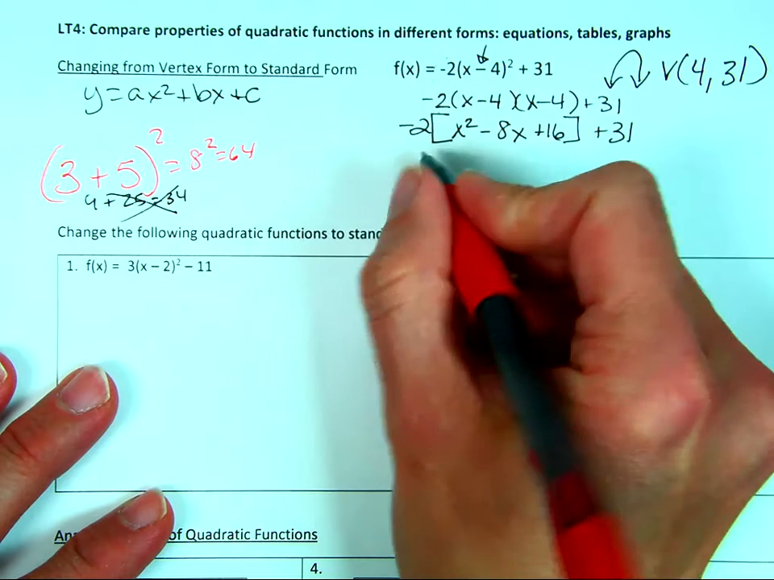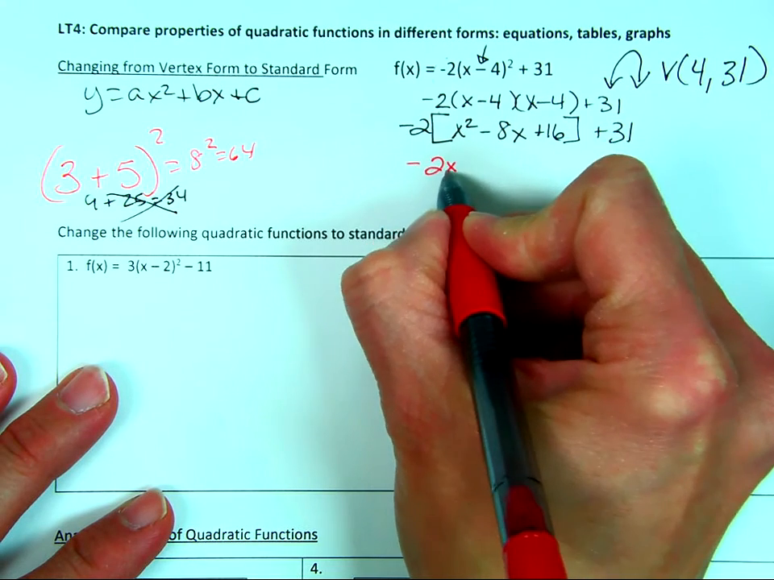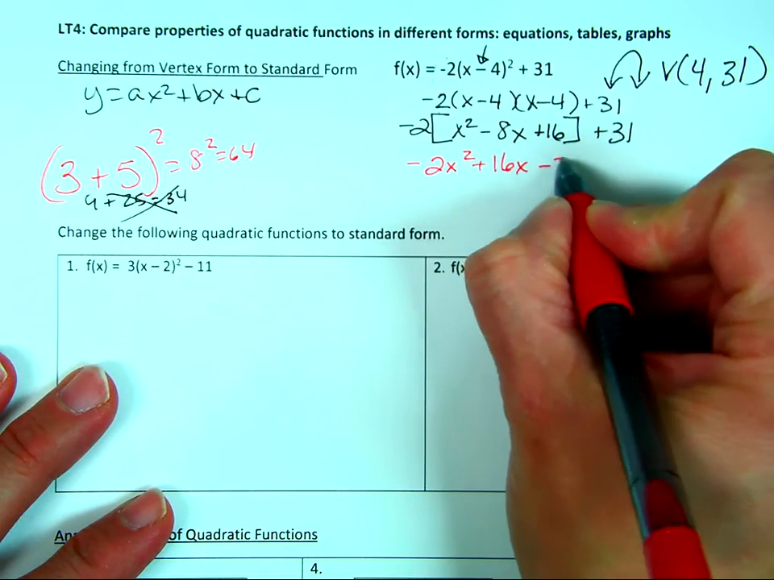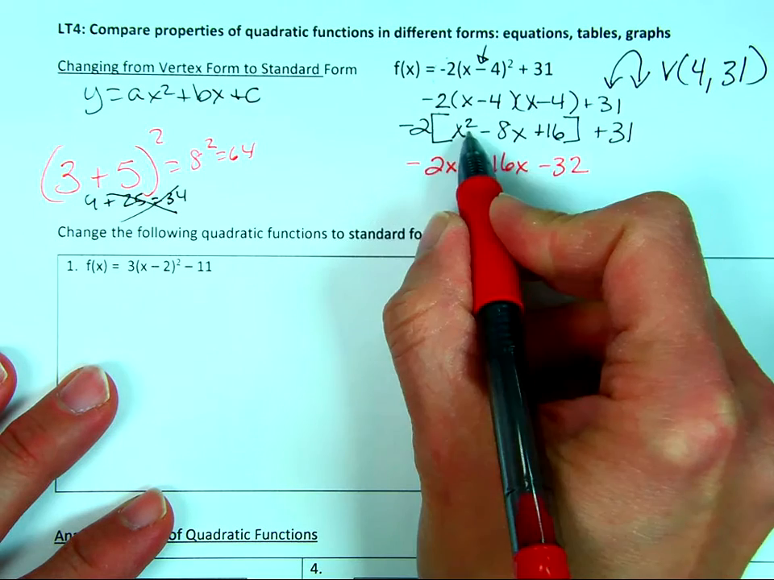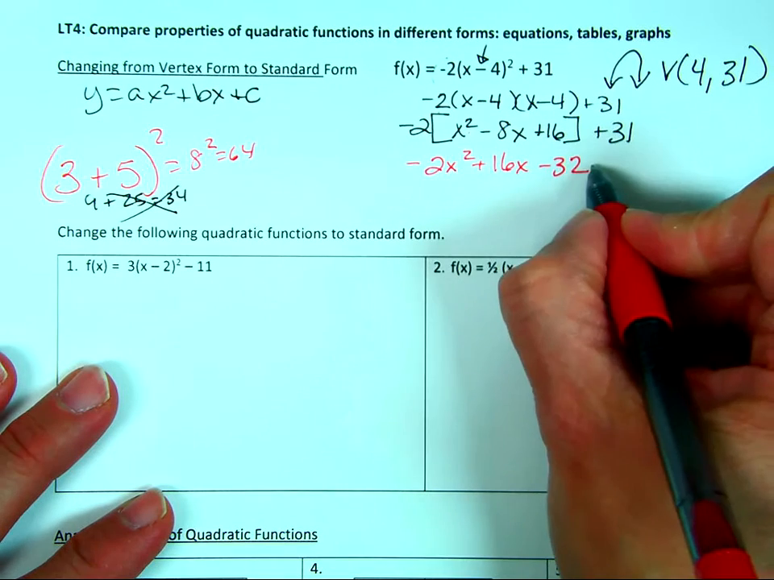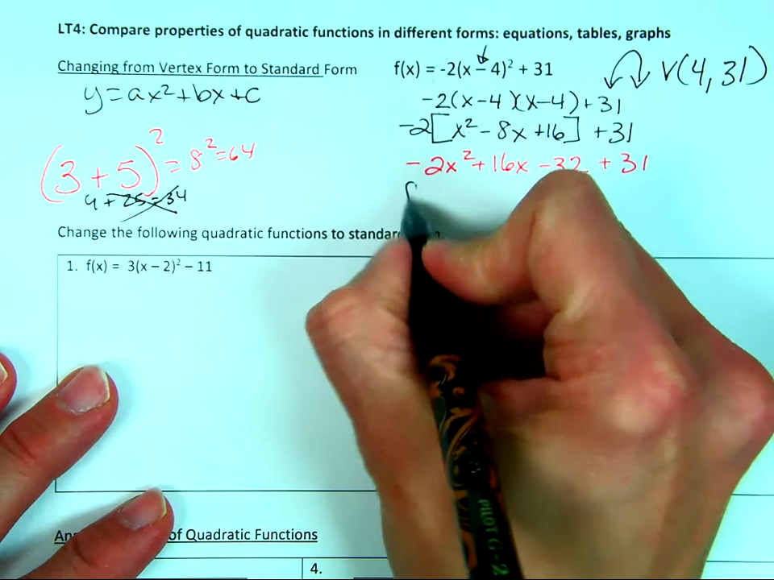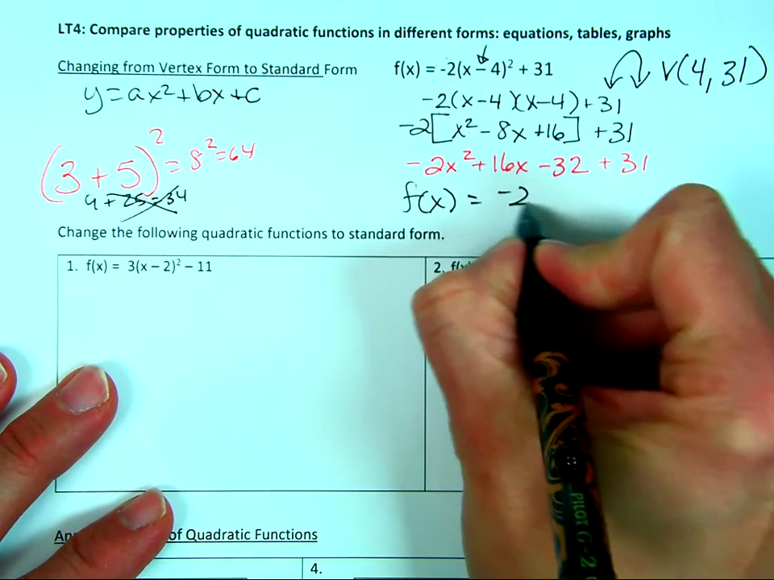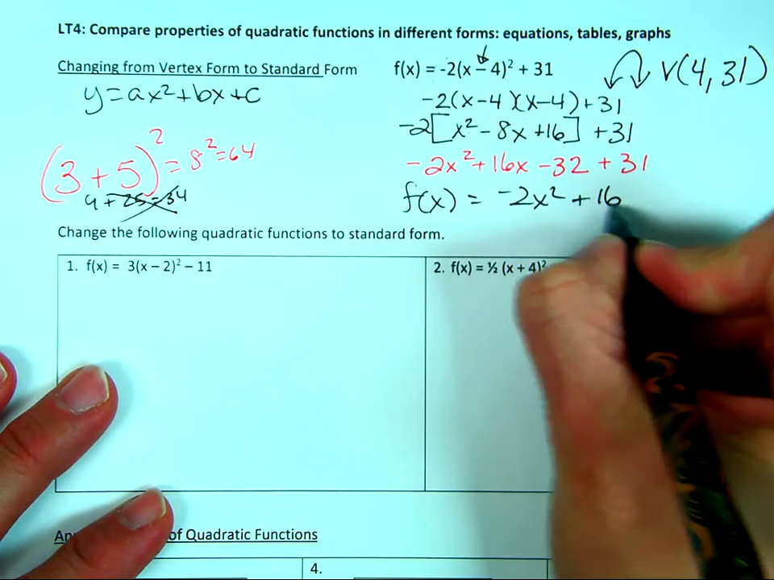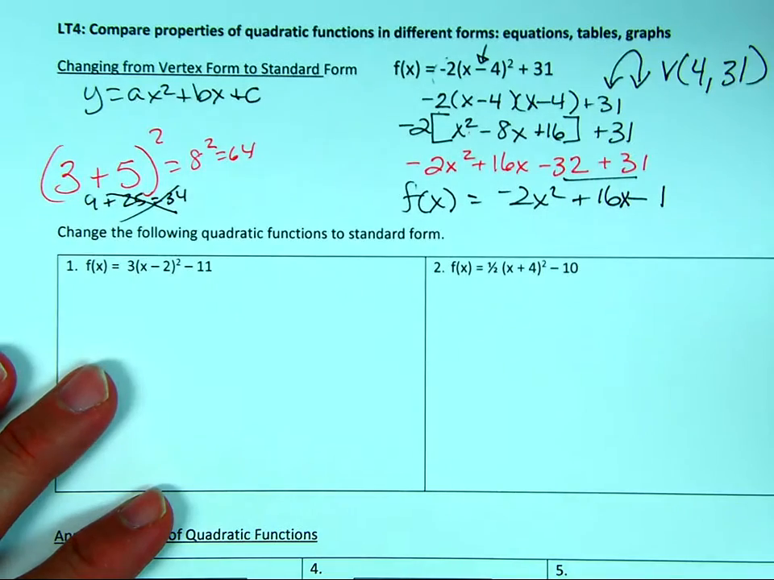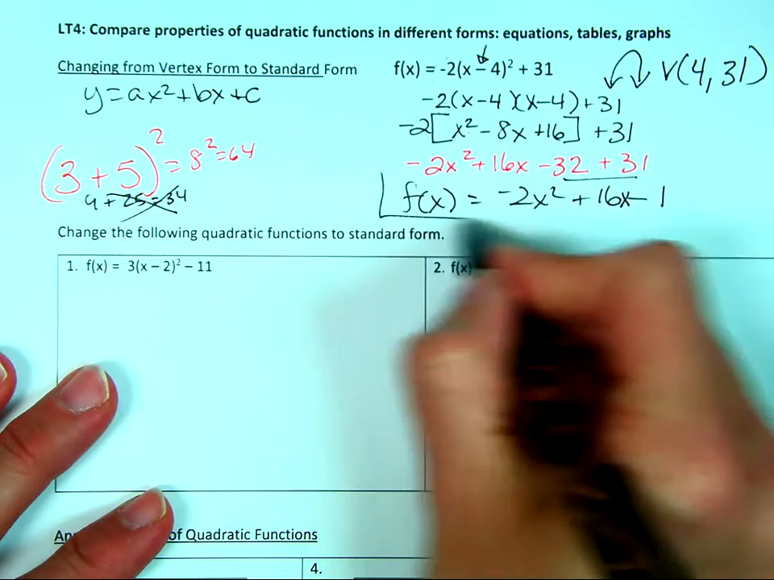Next, we multiply through by the negative 2. We distribute the negative 2. So we get negative 2x squared, positive 16x, negative 32 plus 31. So when I'm finally done, I have f of x equals negative 2x squared plus 16x minus 1, because these two combine. So this becomes my equation in standard form.